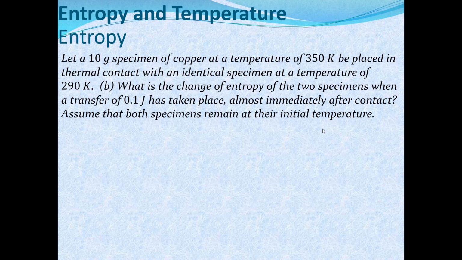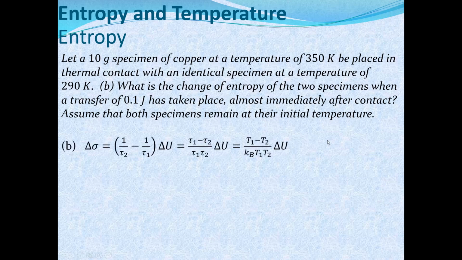All right, so we want to know the change in entropy when about 0.1 joules is transferred. The way we're going to do that is by using this equation. So we know how much energy is being transferred, and we know what the temperature is of the two setups.